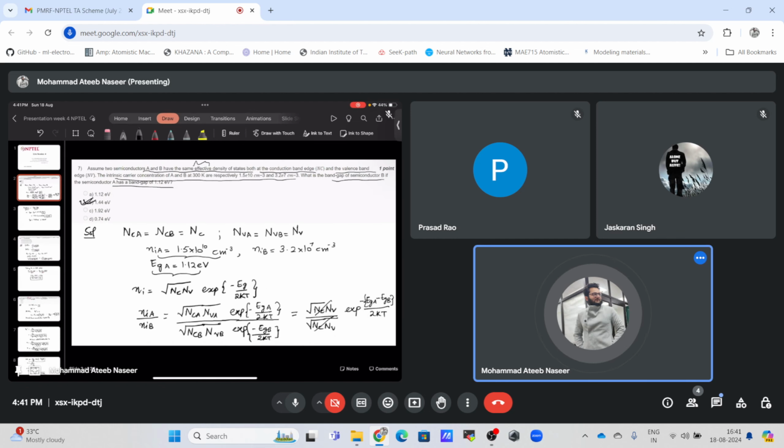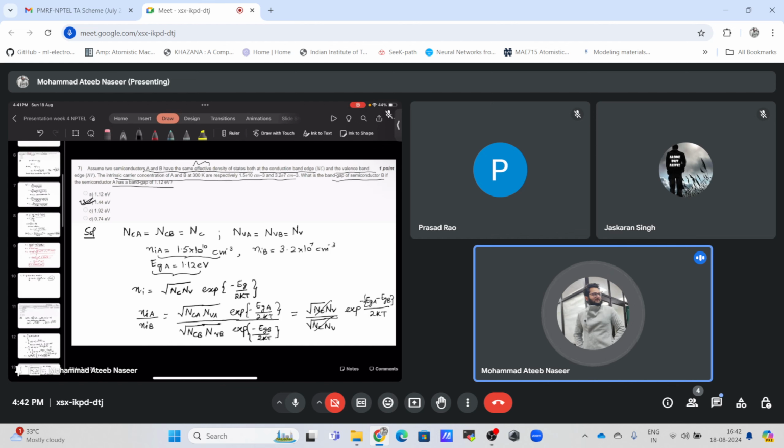which was about the two semiconductors, we just used the intrinsic carrier concentration formula and divided the intrinsic carrier concentrations of the two materials to get the band gap relation, because the effective density of states for both materials, for the conduction band and the valence band, was equal. So I guess that's it from my side.